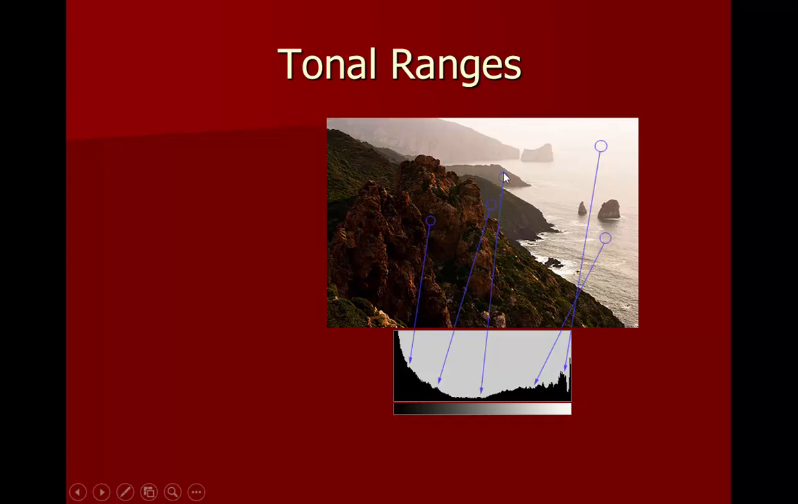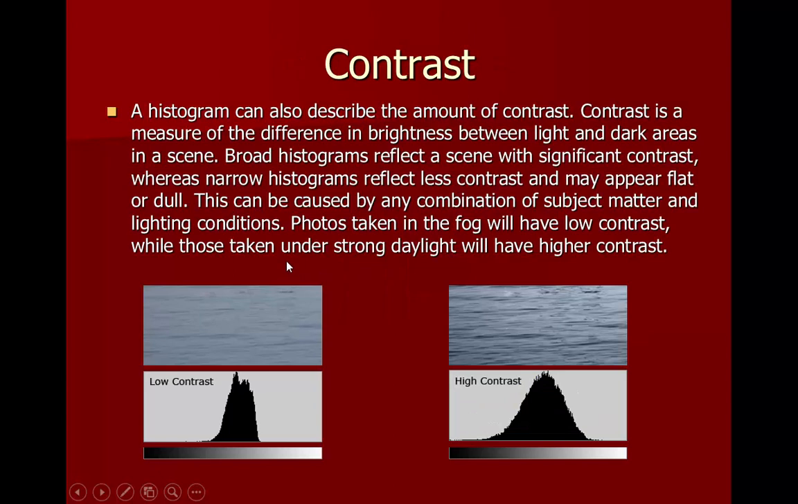Lighter and lighter and lighter, that shows the whole range of the photo. The histogram can also be used to evaluate the amount of contrast that's in an image. Contrast simply being the measure of the difference in the brightness between the light and the dark areas of a scene. So a broad histogram would reflect a scene with quite a lot of contrast, whereas one that's all compressed together would have a pretty low contrast.